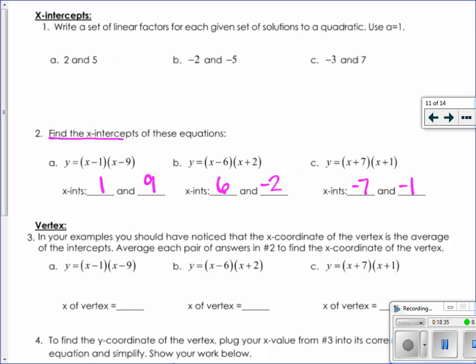Now we're going to go up to A. These are the solutions. What does solution mean? The x-intercepts. So if I give you the x-intercepts, how could you go backwards and write the 2 factors? What would it be for A? x minus 2 and x minus 5. What about for B? x plus 2, x plus 5, and what about C?